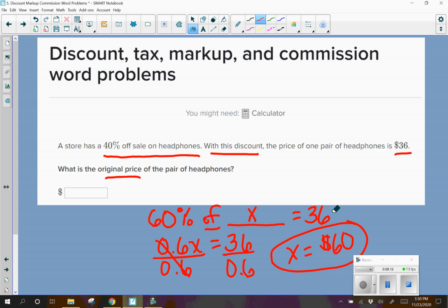And it doesn't hurt to go back and check. All right, if I were to take $60 and multiply it by my discount, which is 40% or 0.4, that gives me a discount of $24. Well, 60 minus $24 gives us $36, so it works.